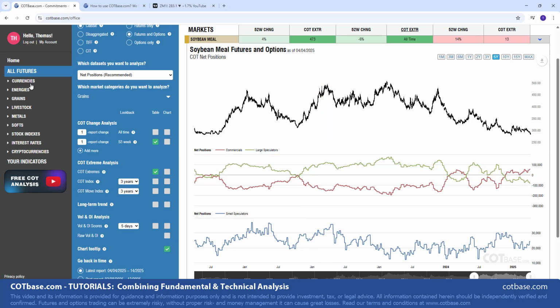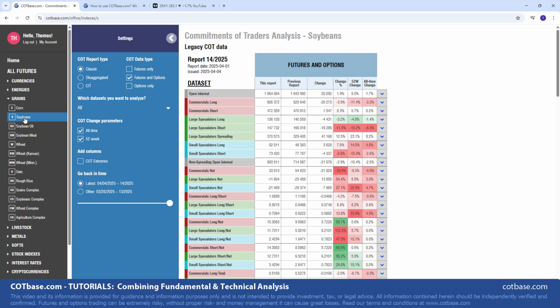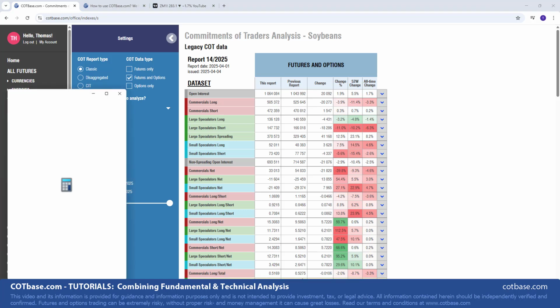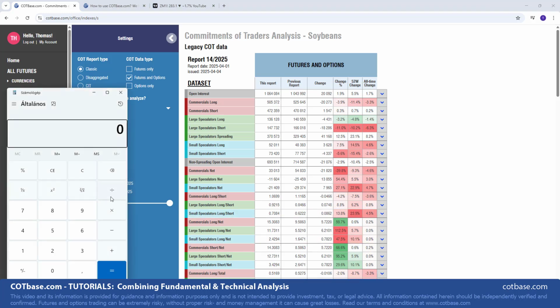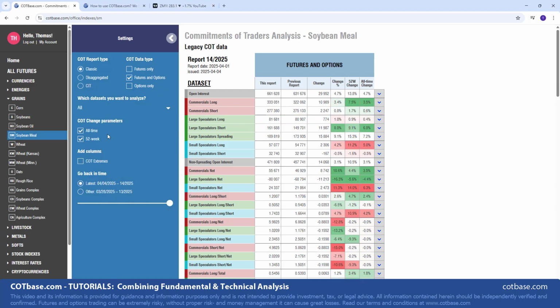Now, if we come over here, we can look and see how we get to those charts. Those red, green, and blue charts, the net positions of traders, how are they calculated? What I'm going to do is take my calculator over here. Sorry, this is soybeans, and I wanted to look at soybean meal. We were talking about soybean meal. There we go.